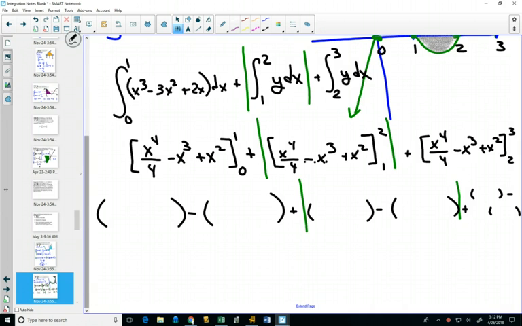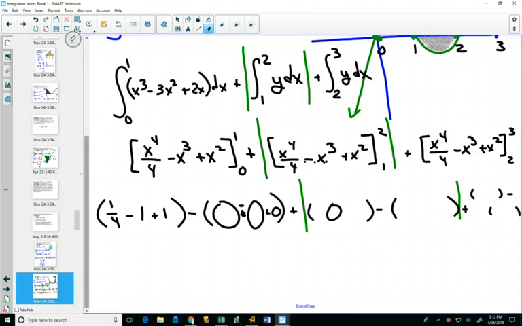So first of all, you're going to plug in 1. Well, this isn't actually too bad. 1/4 minus 1 plus 1, minus... But this one's going to also be 0. No, wait a minute. 2, we have to plug in 2. We're going to get 16 over 4 minus 8 plus 4. Oh, it's also going to be 0 by luck.